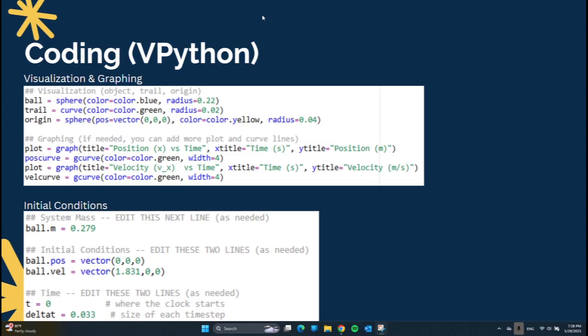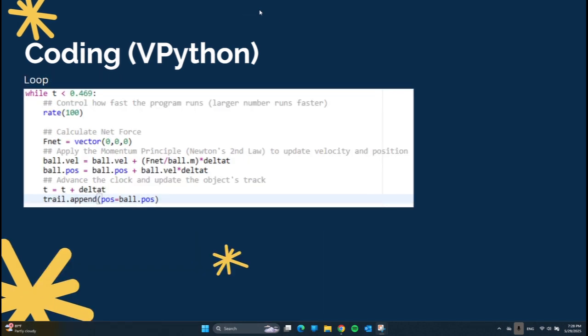For the coding, the first image here is a visualization setup creating a ball representing the car, a green line showing the displacement, and a yellow ball showing the initial position. The initial conditions mentioned before are included here. This loop runs a simulation from 0 to 0.469 seconds. Beginning from the initial conditions and knowing the system mass, we can look a short time into the future and predict the new velocity and the new position using the update formulas.